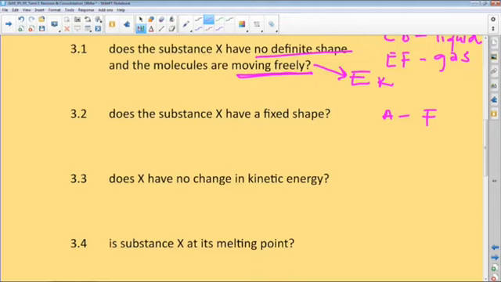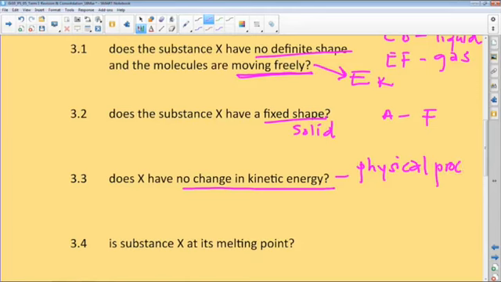Does the substance have a fixed shape? Fixed shape, remember, it's a solid, right? Is a solid, and then does X have no change in kinetic energy? This is a very key aspect of this concept, because when there is no change in kinetic energies, what is actually happening? It's a physical process which is to be taking place. The physical process that we're referring to is either melting and boiling. This is the change from solid to liquid, then from liquid to gas.